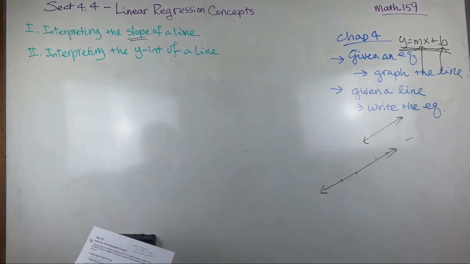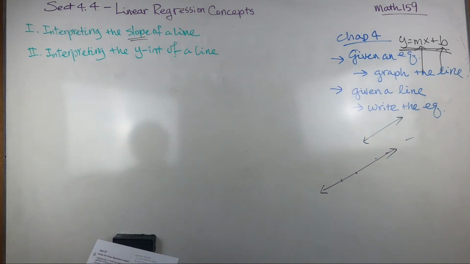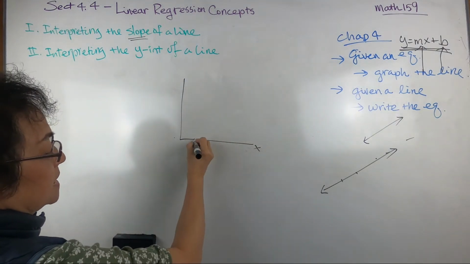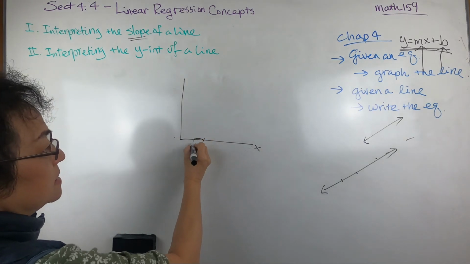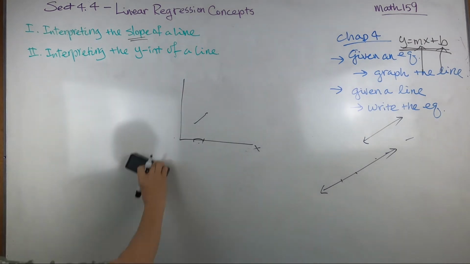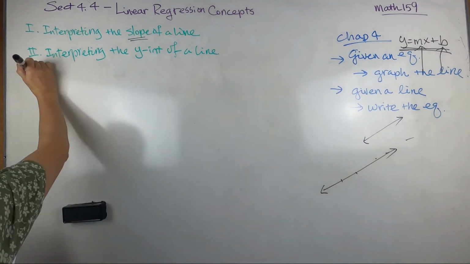For us to interpret the slope of a line, we interpret it as the change in y when x changes by 1. So x is here. When x increases by 1, then y increases by so much. Then what does that mean? Let's take a look at some examples.